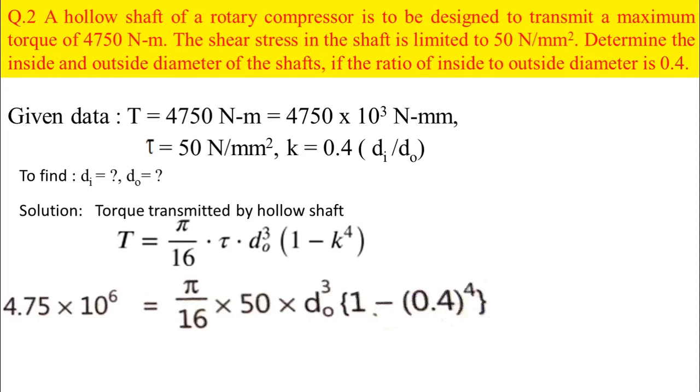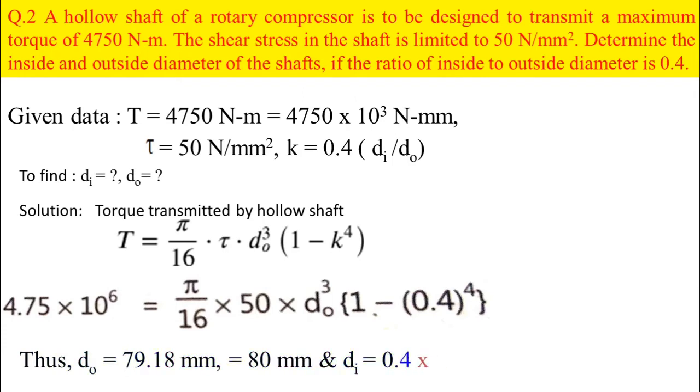Now again pause the video, calculate the answer in your calculator and then play the video and see the answer. We will get d0 is equal to 79.18 mm. Now we have to take the next even digit. Therefore, d0 will be 80 mm.